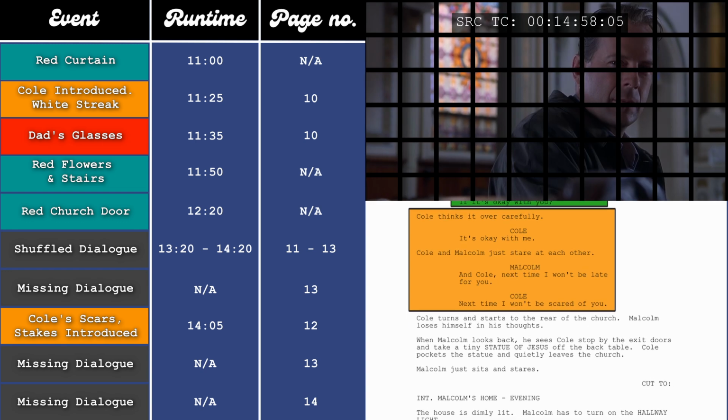I quite like that line in the script where Cole says, "Next time I won't be scared of you," because he's generally scared of the ghosts, but now he knows that Malcolm isn't a scary, angry one, so he won't be scared of him. I think omitting lines like that does give Cole more of an anxious, withdrawn vibe, and maybe that's what they were going for.